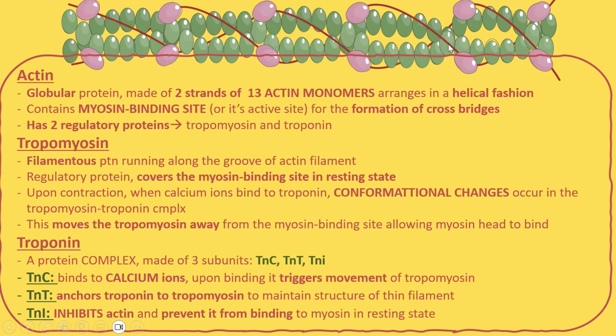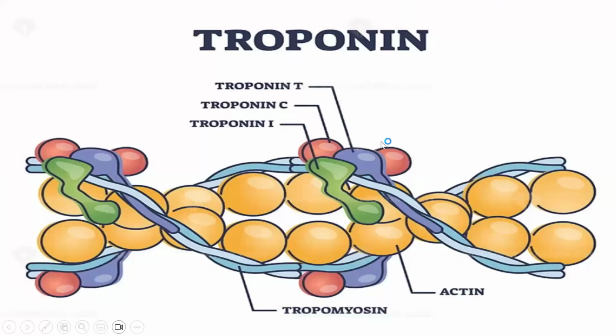In order for something to work, it needs to be activated. In the resting state of the muscle, the TNI, the inhibitory subunit, will bind to actin to inhibit it from binding to myosin. So this is the troponin protein. We have this one as troponin I. As you can see here, it's bound to actin, so it inhibits actin.